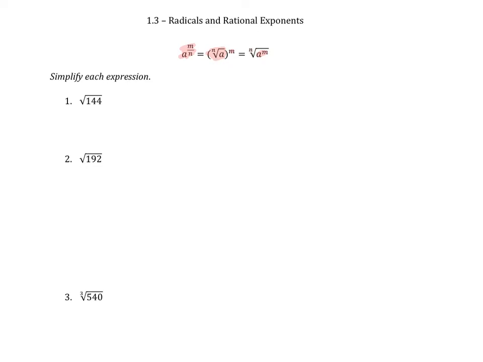But either way, notice that m is the numerator, so that's the exponent, and n is the denominator, so that is the index or the root. So anytime you have a rational exponent, the top number is going to be the exponent, and the bottom number is going to be the index or the root. So keep that in mind as we go through this section. You might have to rewrite something.